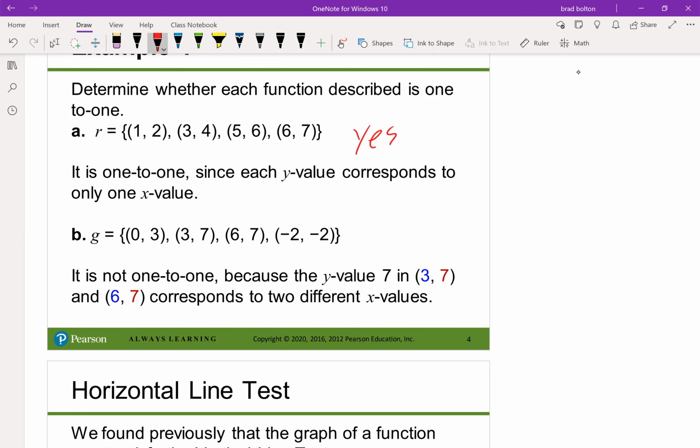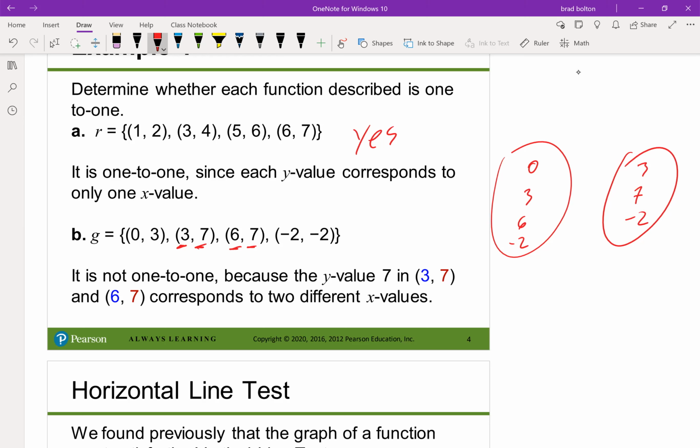So this is still a functional relationship, but it is not one-to-one because, if we had this mapping, we would have 0, 3, 6, -2. And then here we would have 3, 7, -2. And so we would have -2 goes to -2. We have 6 goes to 7. We have 3 goes to 7. And then we have 0 goes to 3.